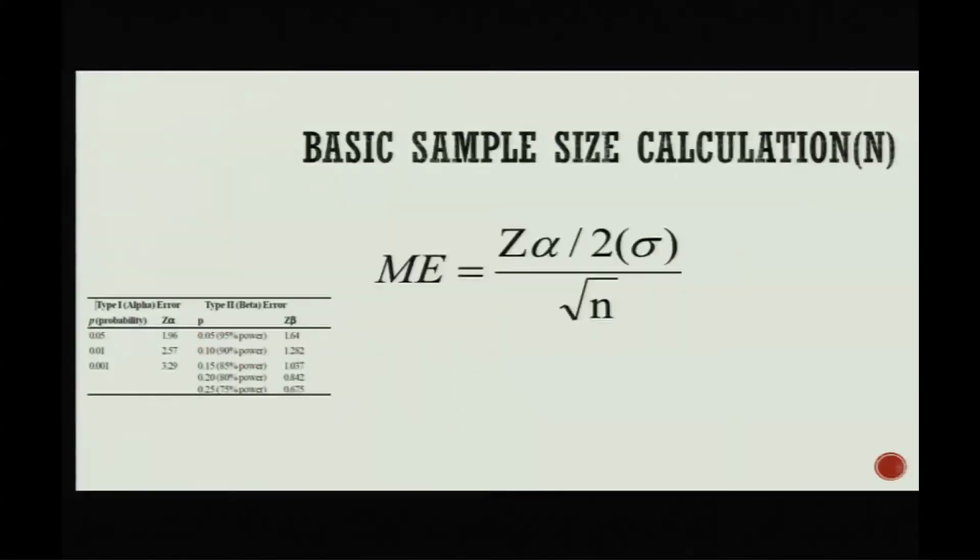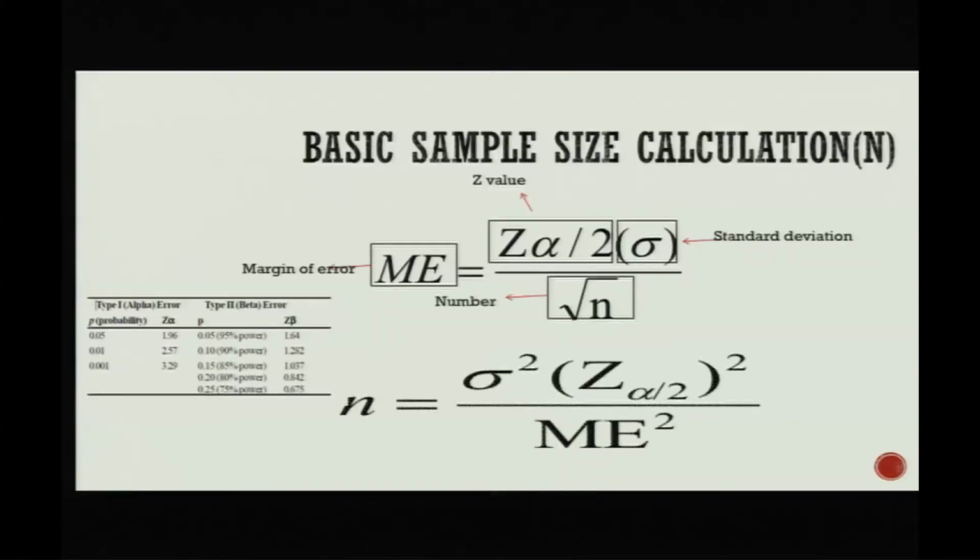So the basic formula which is required for sample size calculation is understanding that it is the margin of error, the alpha error and the beta error which needs to be known in deciding the sample size calculation. This Z alpha by 2 is actually the critical value which is already prefixed for a particular level of alpha error. So if you have a 0.05 alpha error, your Z alpha becomes 1.96, for 0.01 it is 2.57, and if it is 0.001 it is 3.29.